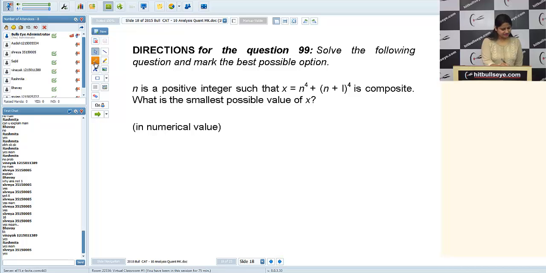99th. Again by value putting we'll go. I don't have a shortcut for this. We'll take n as 1. Then you will get 1 raised to power 4, which is 1, and 2 raised to power 4 will give you 16. And at 5 I think you are getting the thing. Clear? Any problem in this question?